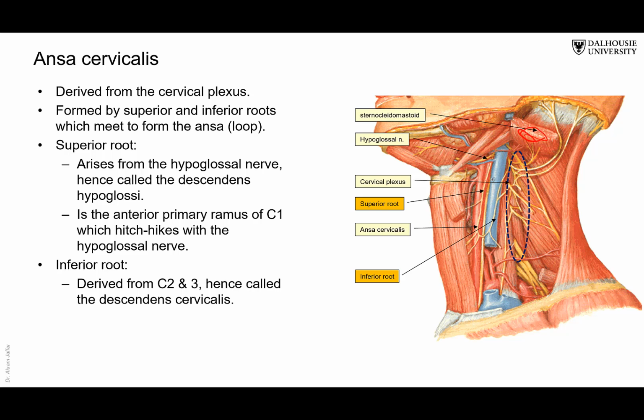The sternocleidomastoid has been cut. This is the cervical plexus, and look at the fibers here. This is the hypoglossal nerve. It gives this nerve, which is from C1. This is what we call the superior root of the ansa cervicalis, or the other name is the descendens hypoglossi. You will be able to identify this nerve in the lab. And then we have two roots here from C2 and C3. They join, they form the ansa, and here are the fibers that come from the ansa to supply the infrahyoid muscles. This is called the inferior root of the ansa cervicalis from C2 and C3.